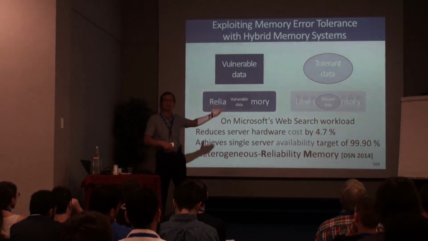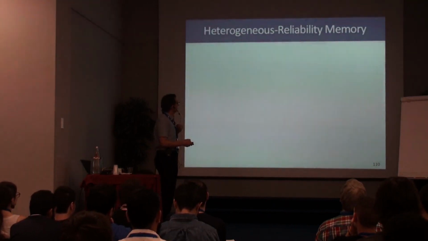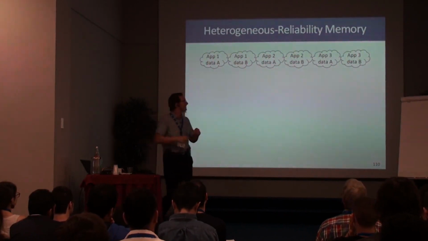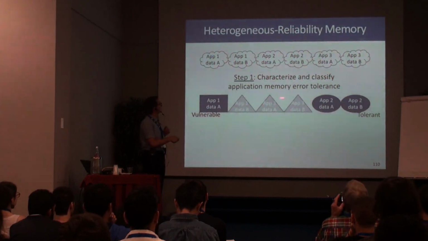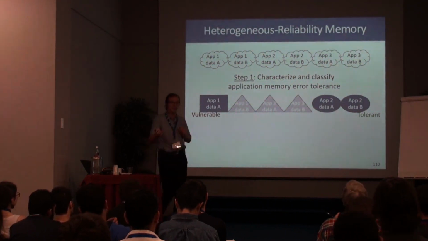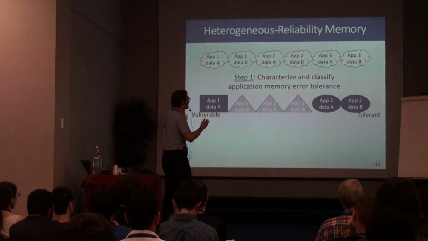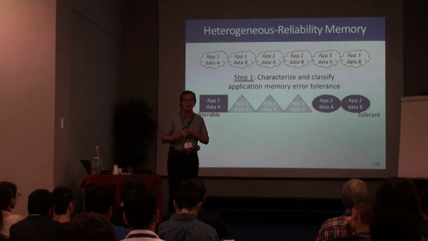So this is one example trade-off that you can enable if you have this sort of heterogeneity inside the memory system. So what do you need to do? Of course, if you want to really generalize it, you have different applications and different data. You need to understand their characteristics and classify application memory error tolerance. How do you do that? I think there's a lot to be done in this area. Who does it? Are there intelligent methods that reduce the burden on the programmer to do this?